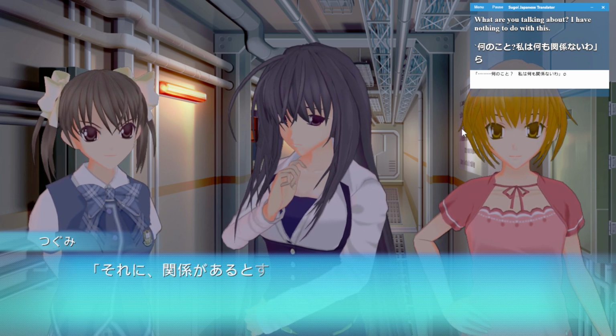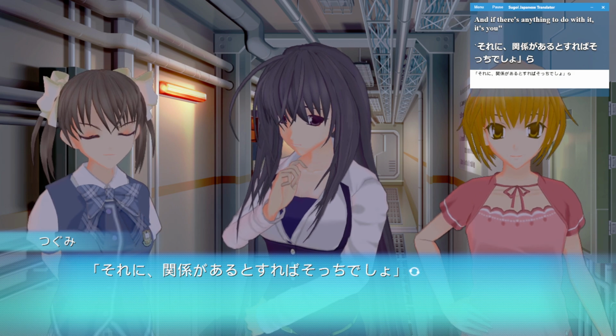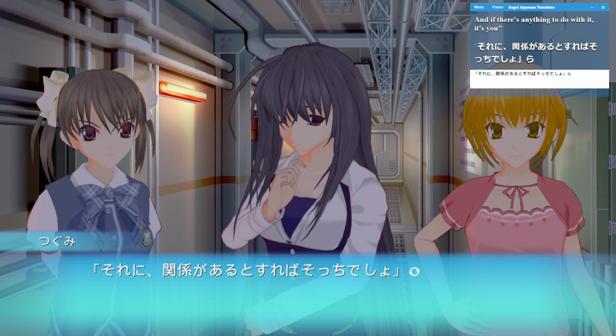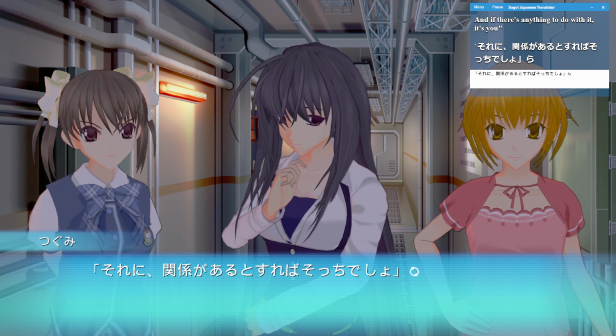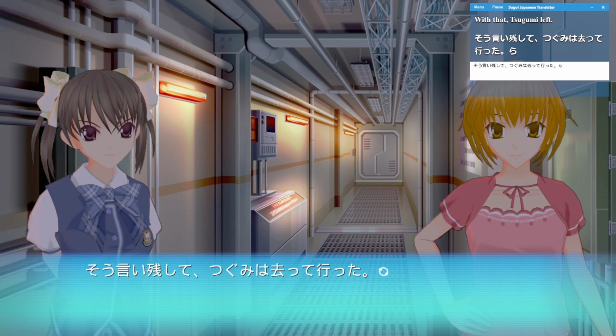What, does Sara think Tsugumi works for Lieblich or something? It's weird. And if there's anybody who has anything to do with it, it's you. Okay, Google Translate is actually worse, so I'm just going to leave it there. And with that, Tsugumi left.